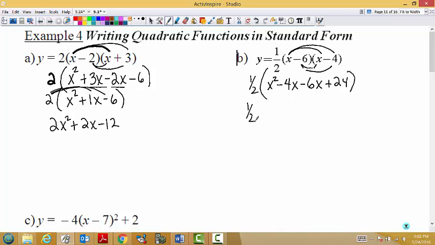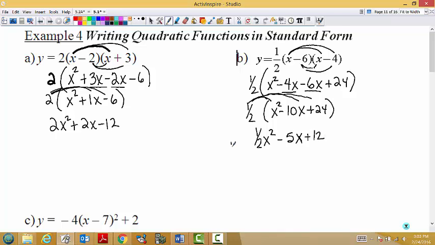Leave my half. I'm going to go ahead and combine the like terms. Negative 4 and negative 6 is negative 10 plus 24. And then I distribute the half. A half times x squared is a half x squared. A half times negative 10, and you just think of it like, what is half of 10? 5. And then half times 24, half of 24 is 12. And it's y equals, I lost my y equals.